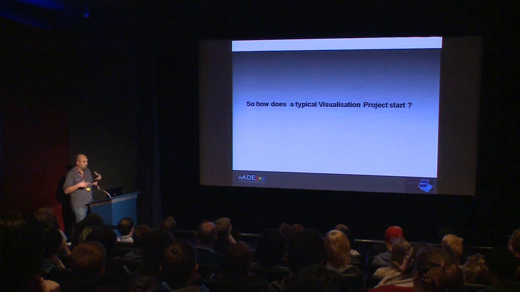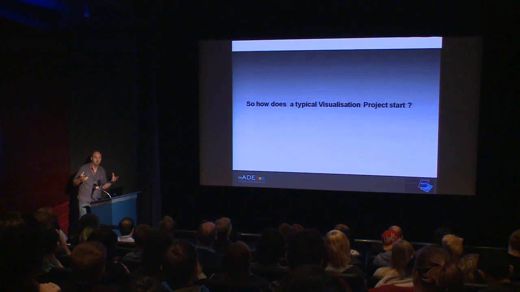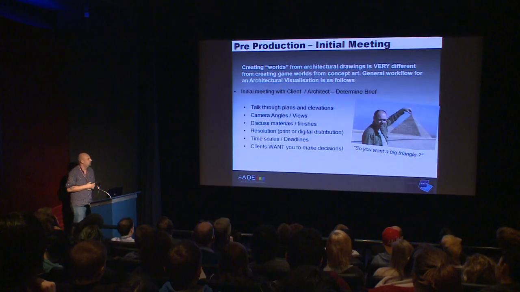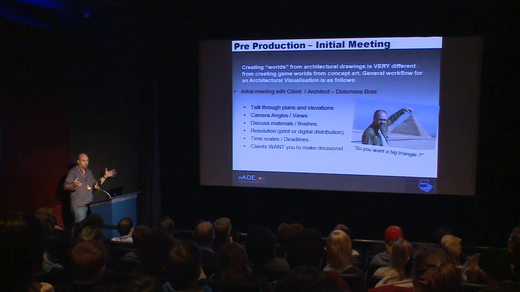So I'm just going to talk basically about how a visualization project starts and finishes. Okay, so pre-production, you go, you meet your client, you talk through the plans and elevations, and again, people don't sort of realise all this stuff goes on before the final image comes out. You talk about camera angles, your views, you discuss materials. What it's going to be. Is it going to be on the internet?